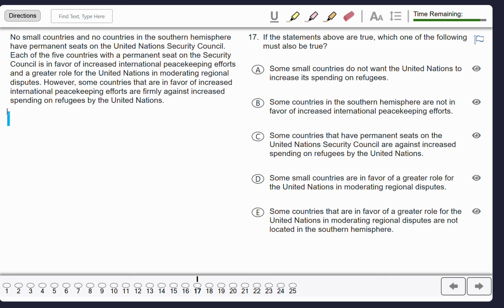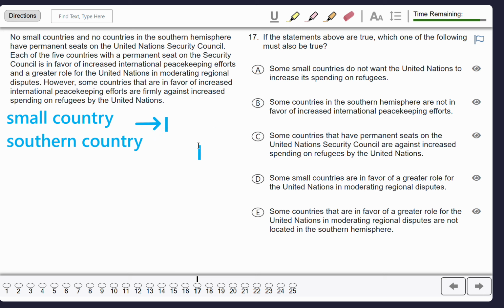So I'm just going to start by jotting down what I can, and do practice diagramming. It will help you even if you don't often diagram on any questions. It'll make you quicker. Okay, I'm just going to start with this. Now, what can I say if I'm a small country and a southern country, or a country in the southern hemisphere? Well, I can say one thing for sure. I can say that you are not a permanent member of the UN Security Council.